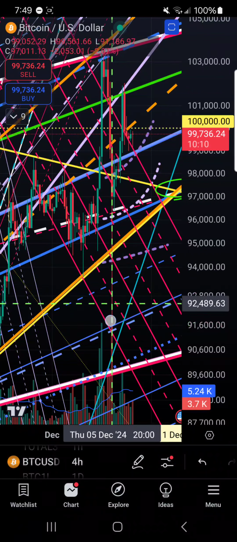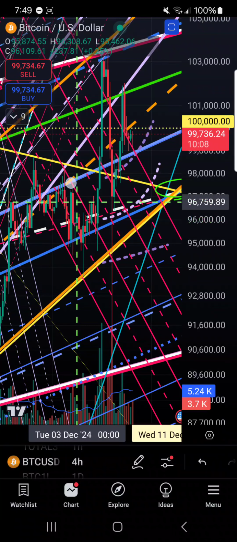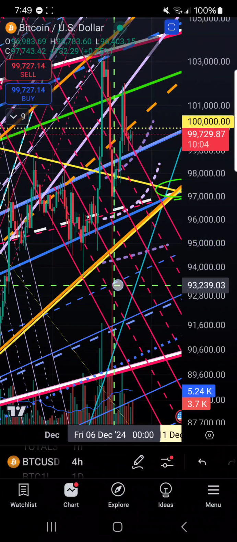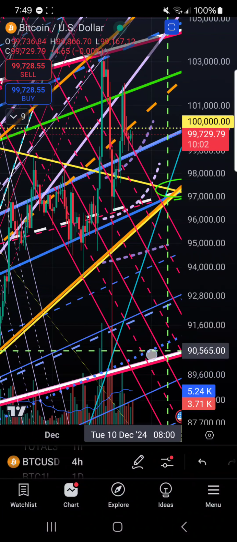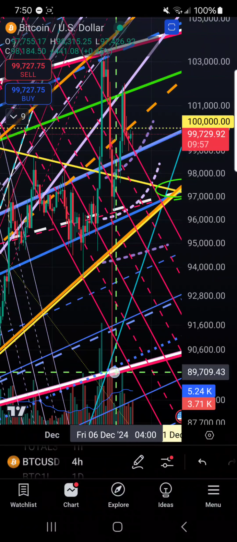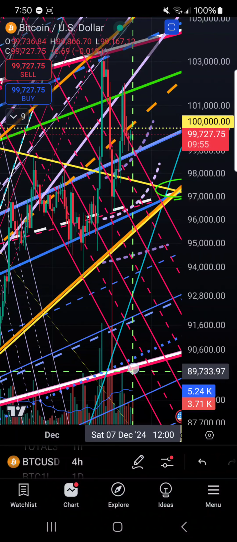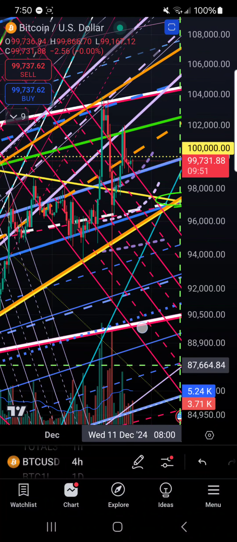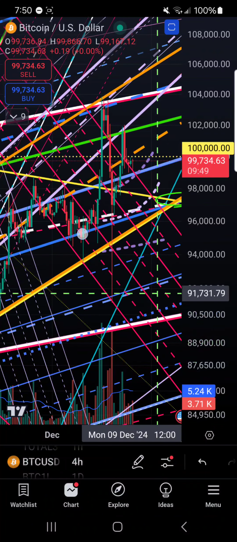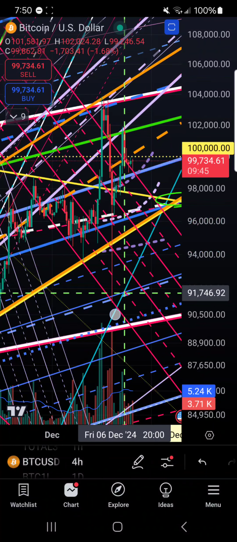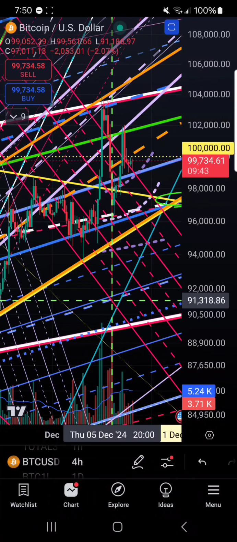So this first channel here was the original red channel I put, thinking that we were going to come back down and retest the bottom of our most important channel in Bitcoin history here. I'll just call it the white channel. And we did continue down there, but we had this fake out and did retest it. So there you have that.